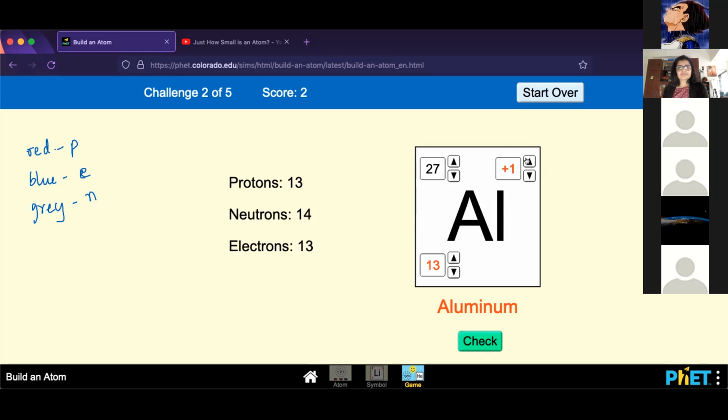3 plus? No, ma'am, it's 0. No, it's 3 plus. How? Wait. Protons is 13 and electrons is 13. Yeah. 0. Okay. So what's your final answer here? 0. Should I check? Yes, ma'am.